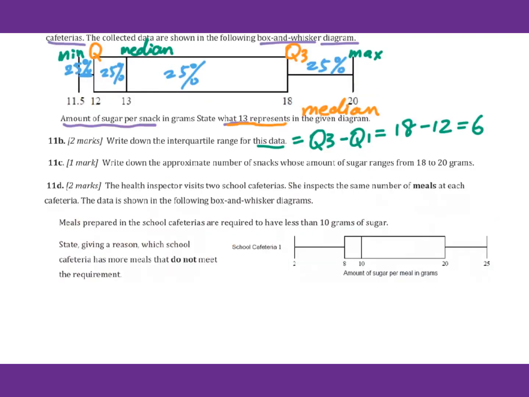For 11D, the health inspector visits 2 school cafeterias. She expects the same number of meals at each cafeteria. The data is shown in the following box and whisker diagram. Meals prepared in the school cafeterias are required to have less than 10 grams of sugar. State, giving a reason, which school cafeteria has more meals that do not meet the requirement.